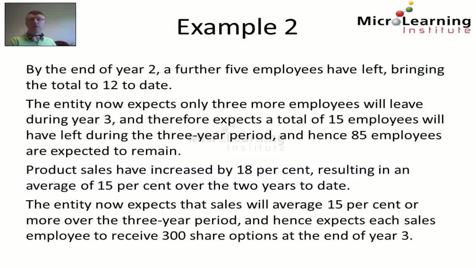Next we look at year 2, when we're told that by the end of year 2, a further 5 employees have left, bringing the total to 12 to date. The entity now expects only 3 more employees will leave during year 3, and therefore expects a total of 15 employees will have left during the 3-year period, and hence 85 employees are expected to remain. Product sales have increased by 18%, resulting in an average of 15% over the 2 years to date. The entity now expects that sales will average 15% or more over the 3-year period, and hence now expects each sales employee to receive 300 share options at the end of year 3.